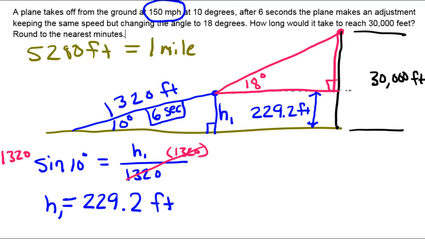You know what, I'm just going to do that off camera because you can trust me. All right, so 30,000 minus 229.2. Okay, so that is giving me the following. Wonder, can I just scribble it right across here? This is 29,770.8.